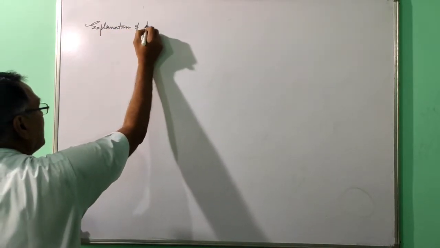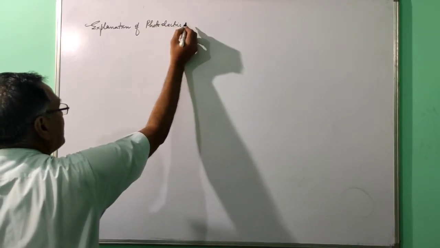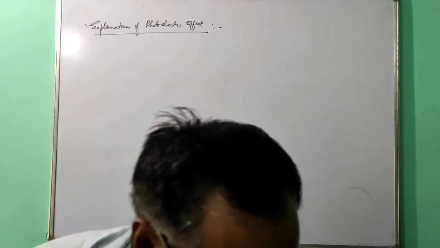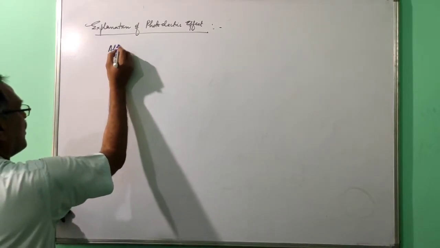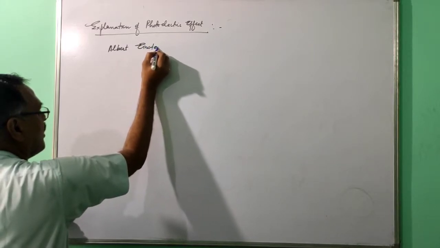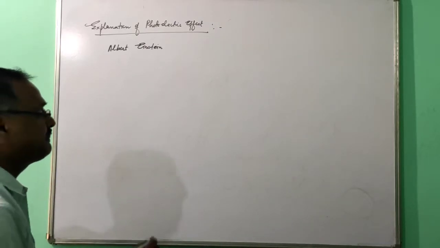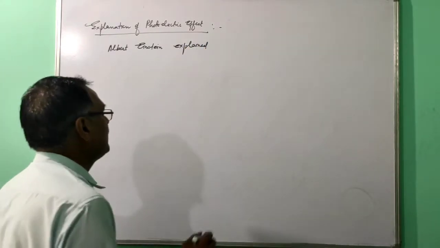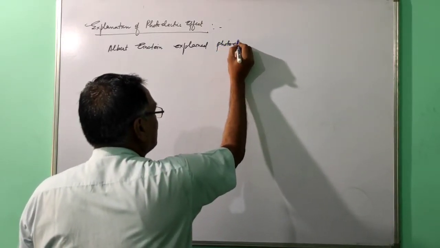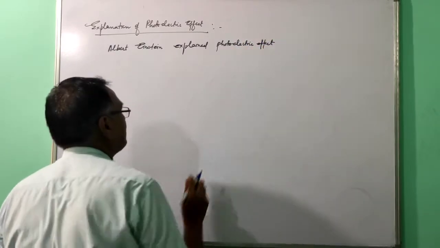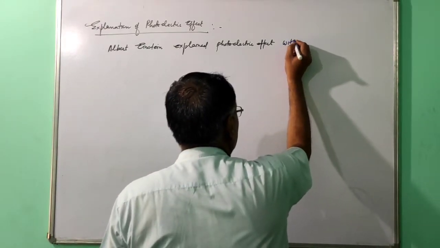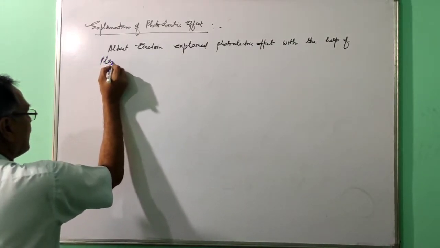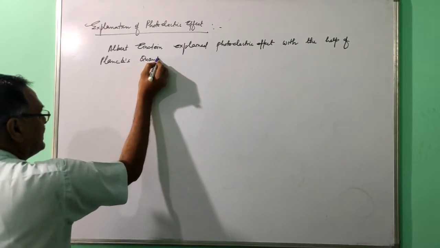Explanation of photoelectric effect. Albert Einstein explained the photoelectric effect with the help of Planck's quantum theory.